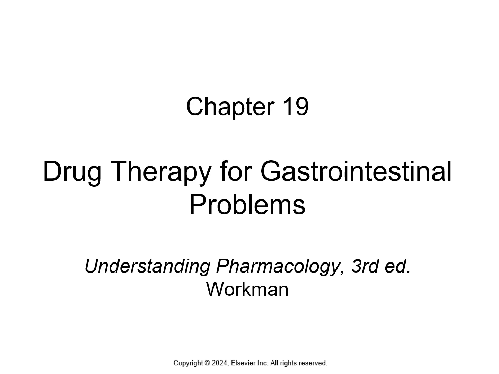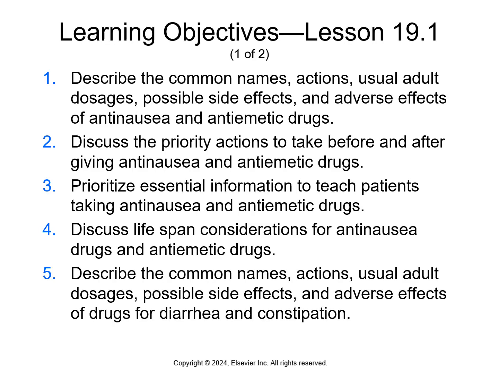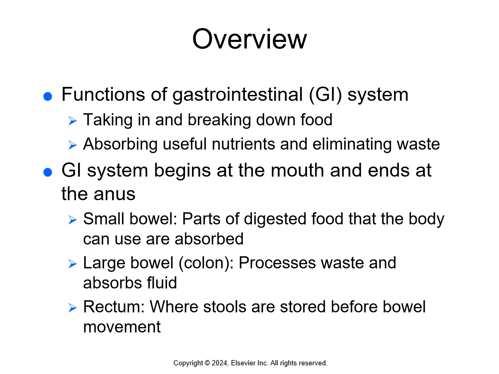Chapter 19 is over GI problems. So the GI system functions are to take in fluids and nutrients. We call this food, right? Break it down so the body can use it, absorb what's necessary, and then get rid of the waste.